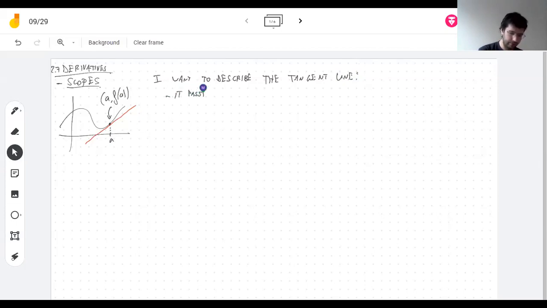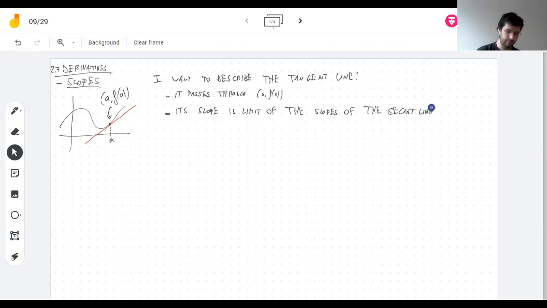So the tangent line passes through a, f of a. So that's a point on the graph. And the slope, we talked a lot about this before, talking about limits a couple of weeks ago. Its slope is supposed to be the limit of the slopes of the tangents, of the secant, sorry, of the secant lines through points approaching a.